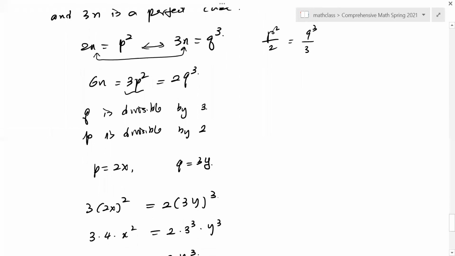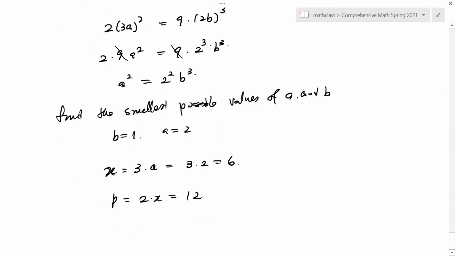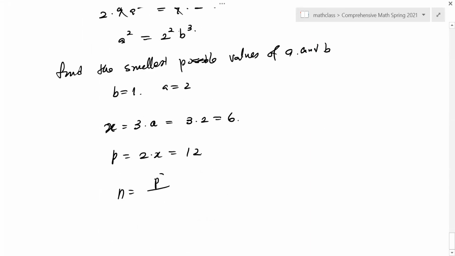Once I get p, I can get n, because n is going to be p squared over 2. So 12 squared over 2, that's 72. Okay. So just step by step. You cannot guess and try, because once you get 72, how do you prove this is the smallest integer, right?